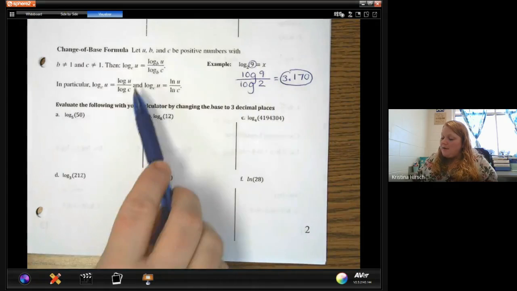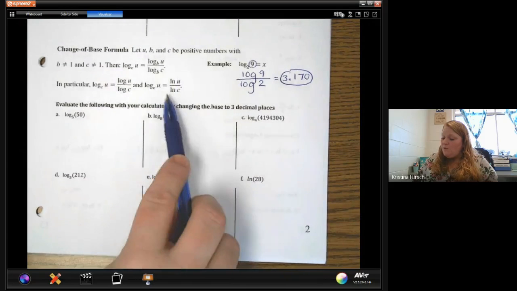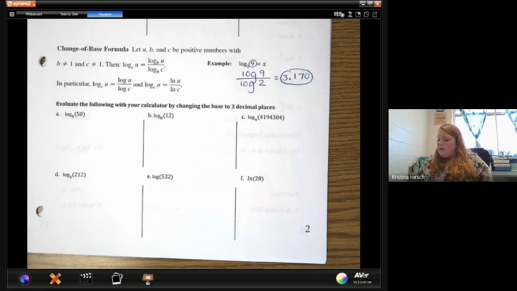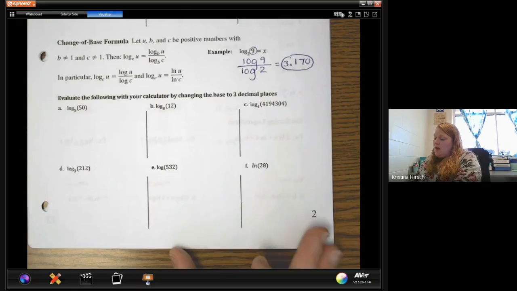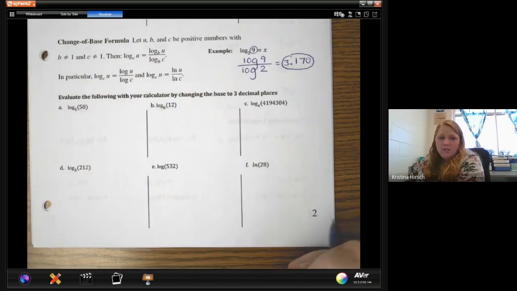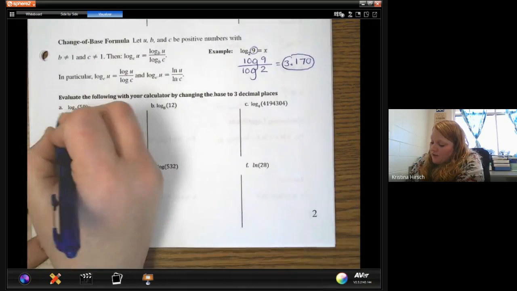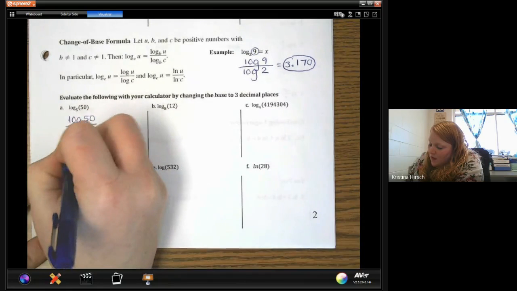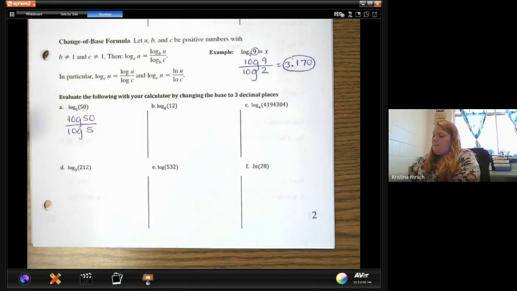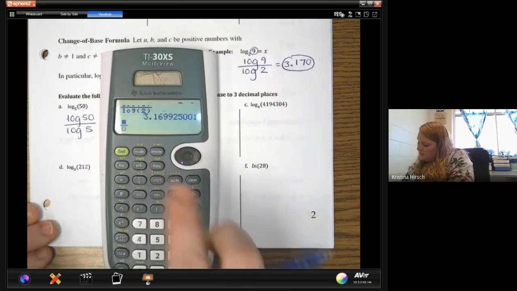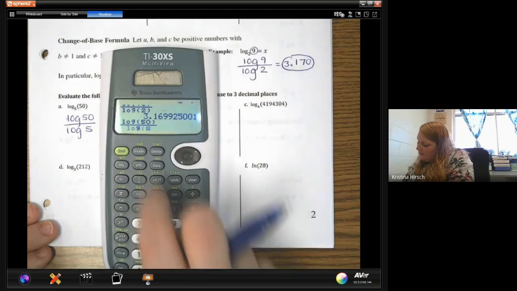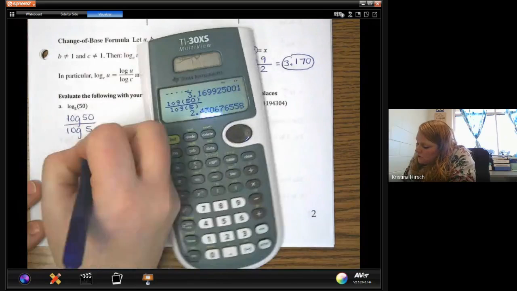The same thing goes with these, and notice that the property can be with logs or with ln's, your natural logs. It really doesn't matter, either way is the same thing. If we look at a couple of these, I'm not going to do them all because you're going to try some on your own. The first one would be the log of 50 divided by the log of 5. So I'd have n over d: log 50 over log 5.